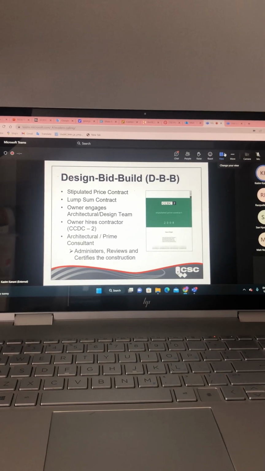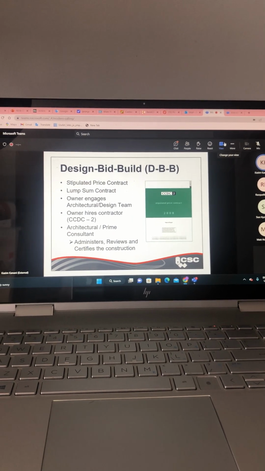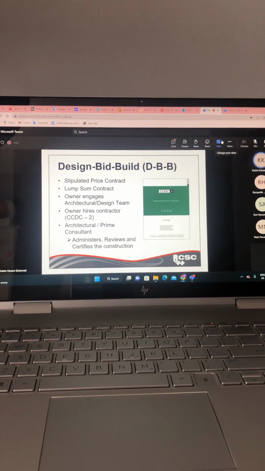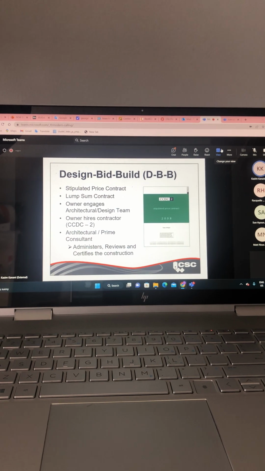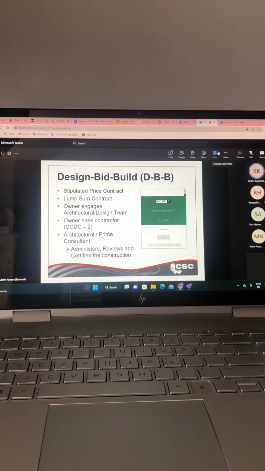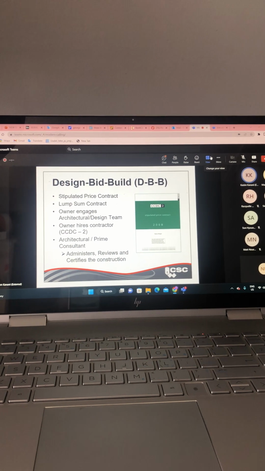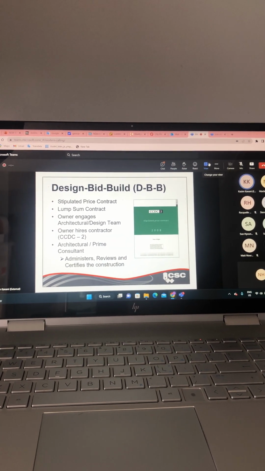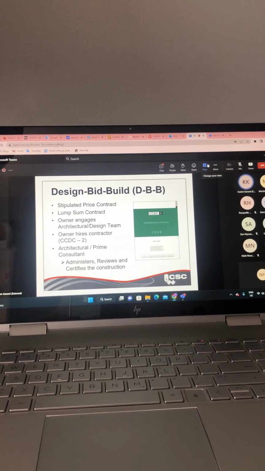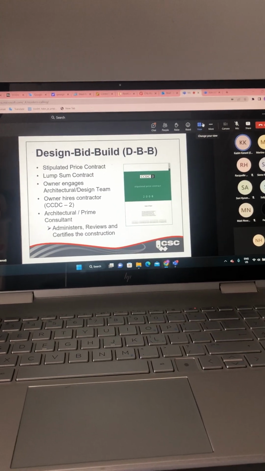Design, bid, build, DBB, which is also known as the stipulated price contract, and sometimes also referred to as a lump sum contract. CCDC 2 is the contract form that is typically used for design, bid, build contracts. CCDC 20 is a guide that tells you how to use the contract in itself. The stipulated price contract is the standard prime contract between the owner and the prime contractor to perform the required work for a single predetermined fixed price or lump sum, regardless of the contractor's actual costs.